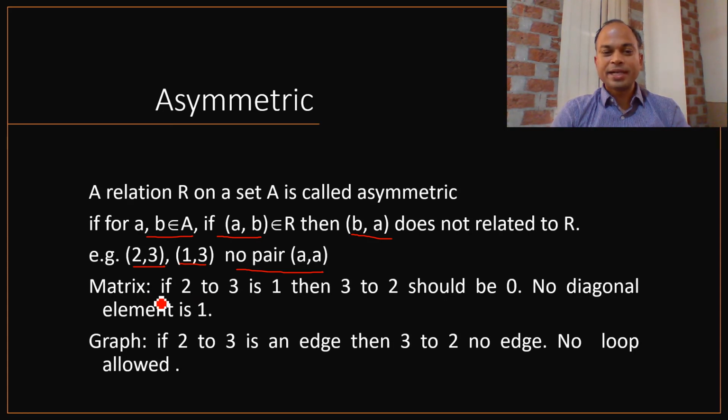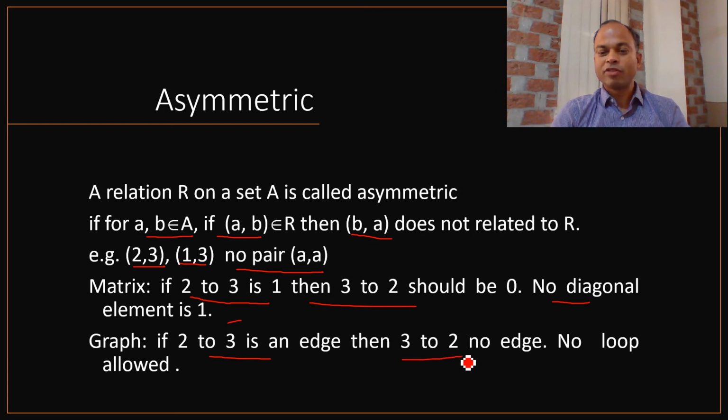If we talk about the matrix representation for this example, here we have 2 to 3, second row, third column is 1, then 3 to 2 should be 0. Moreover, no diagonal element should be 1 because we are not taking any pair of A and A. If we are talking about the graph representation, then 2 to 3 is an edge.